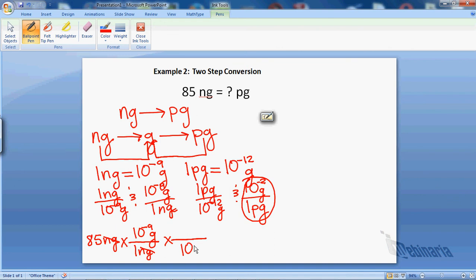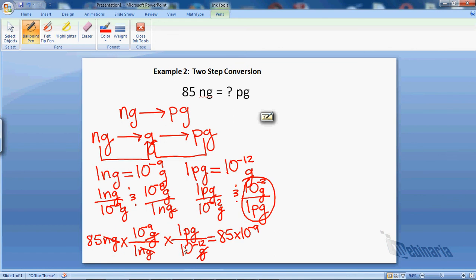So what do we have here? 10 to the minus 12 grams over 1 picogram. And grams cancel, so that gives me 85 times 10 to the minus 9.